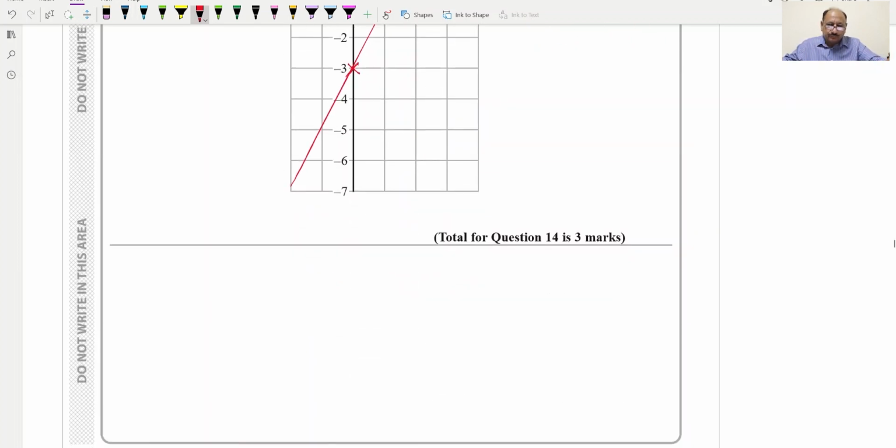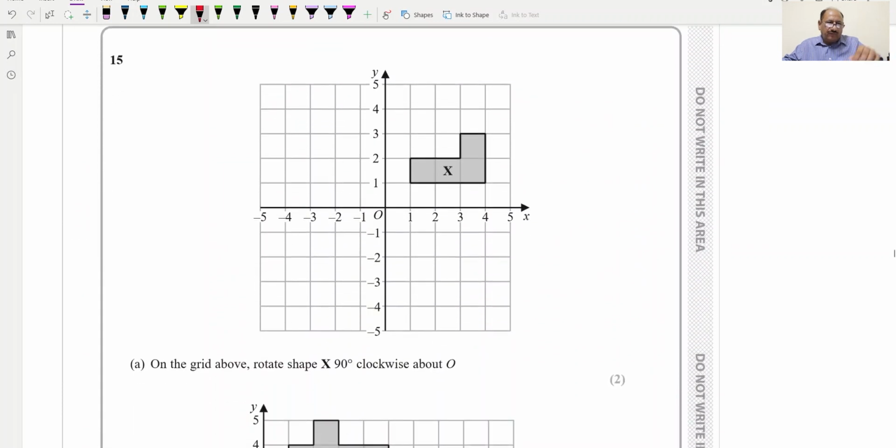This is done. Now question number 15, and what does question number 15 say? A grid is provided and they're saying, on the grid above, rotate shape X 90-degree clockwise about origin. 90-degree clockwise about origin. Clockwise, you know, is this one. So 90-degree clockwise about origin. We can figure out this line, and 90-degree will be this one.